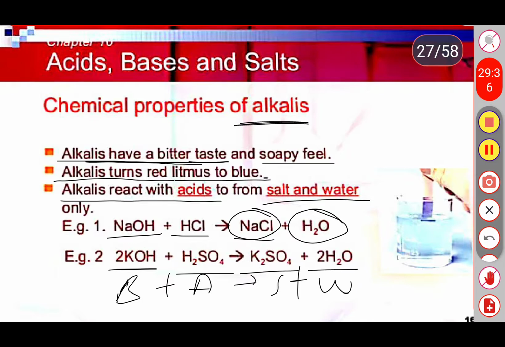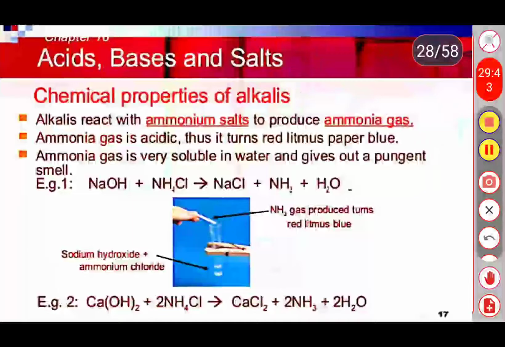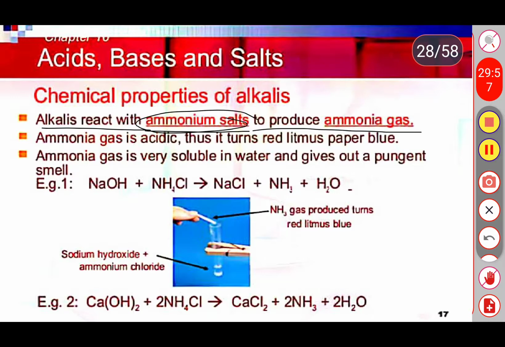See next one, some more properties of alkalis here. Alkalis react with an ammonium salt to produce ammonia gas. This is the most important. When alkalis react with the ammonium salt, what should it produce? Ammonia gas. Next one, ammonia gas is alkaline, thus it turns red litmus paper to blue. Ammonia gas is very soluble in water and gives out a pungent smell, right?